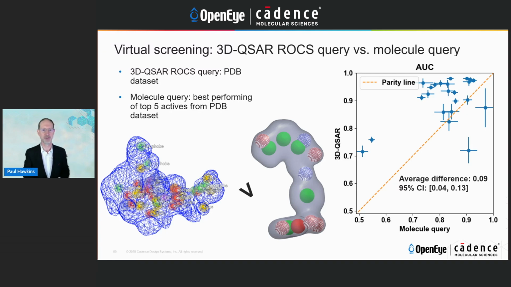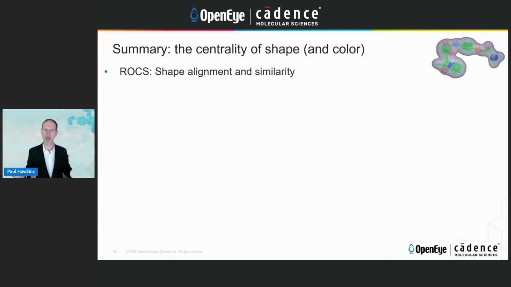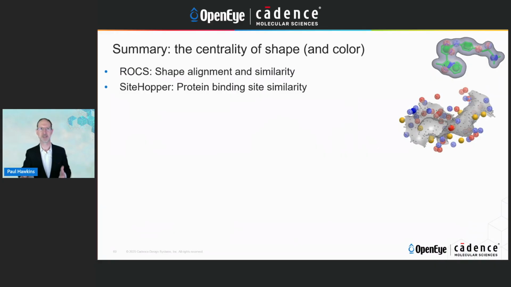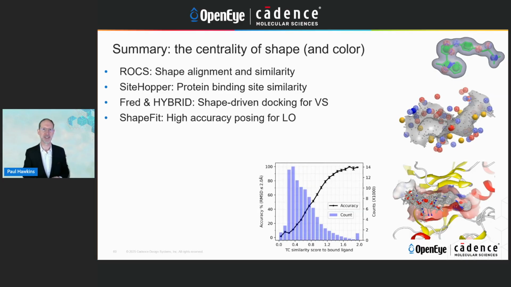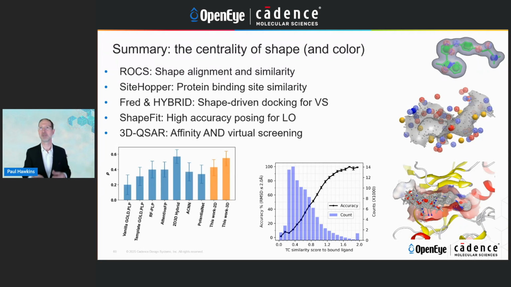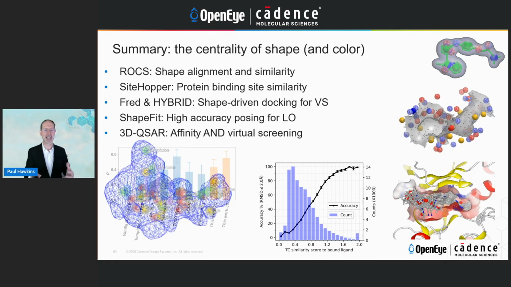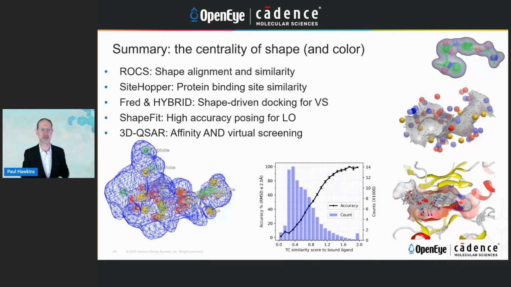So I hope to have been able to convince you today that the shape and color representation is powerful across all kinds of different applications. The simple small molecule similarity and scoring, for protein binding site similarity and scoring, for protein ligand complementarity at large scale with FRED and HYBRID, lead optimization complementarity, docking for pose prediction in lead opt, and then the 3D QSAR approach, again, 3D similarities, both to drive machine learning for affinity prediction and to generate our molecular whiskey magic ROCS query that works very well in larger scale virtual screening.